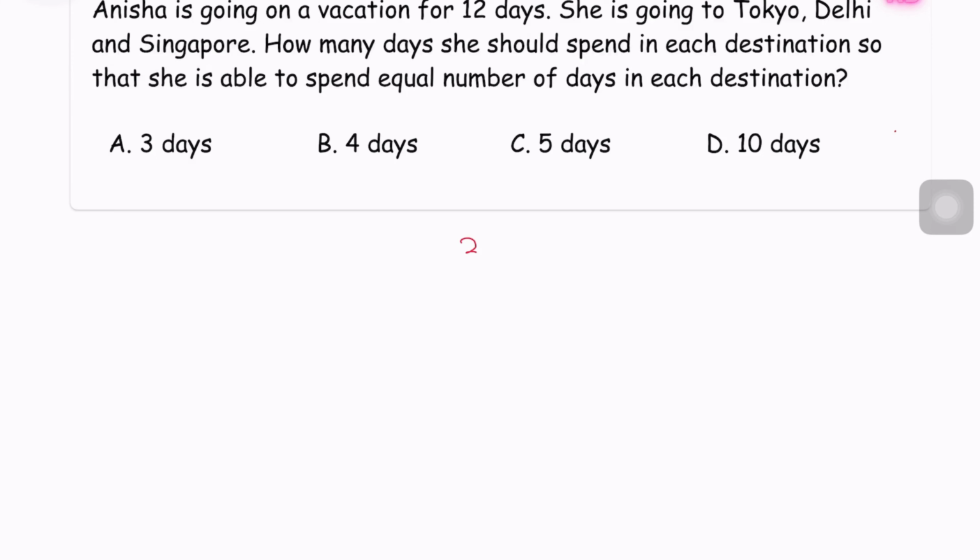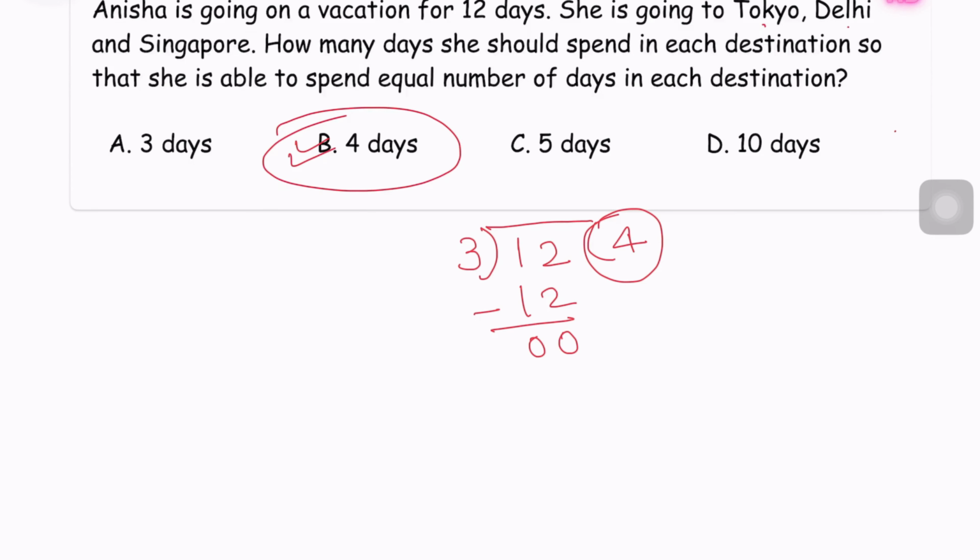She wants to equally distribute 12 days in three destinations. So we will divide 12 by 3. 3 times 4 is 12. 12 minus 12, 0, 0, 4. So if she spends 4 days in Tokyo, 4 days in Delhi, 4 days in Singapore, she will be able to spend 12 days in three destinations. So the answer is B.